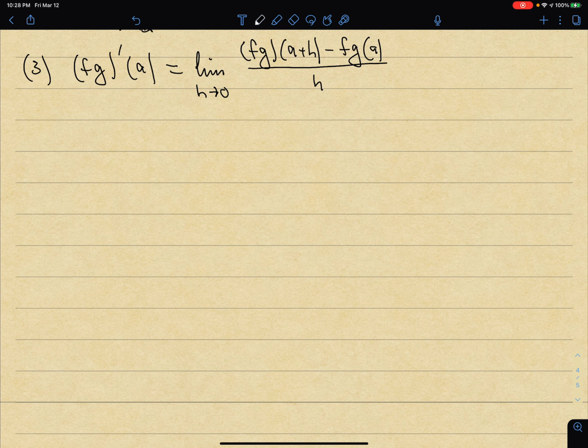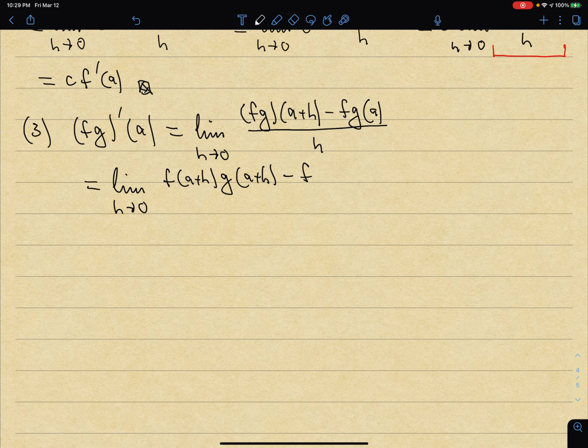And I will use the same strategy that I used already during this lecture, in proving the previous theorem. First I'm going to figure out what exactly I mean by fg of a plus h. The value of the function fg is the product of f at a plus h times g of a plus h, minus fg of a, which is f of a times g of a, everything divided by h.